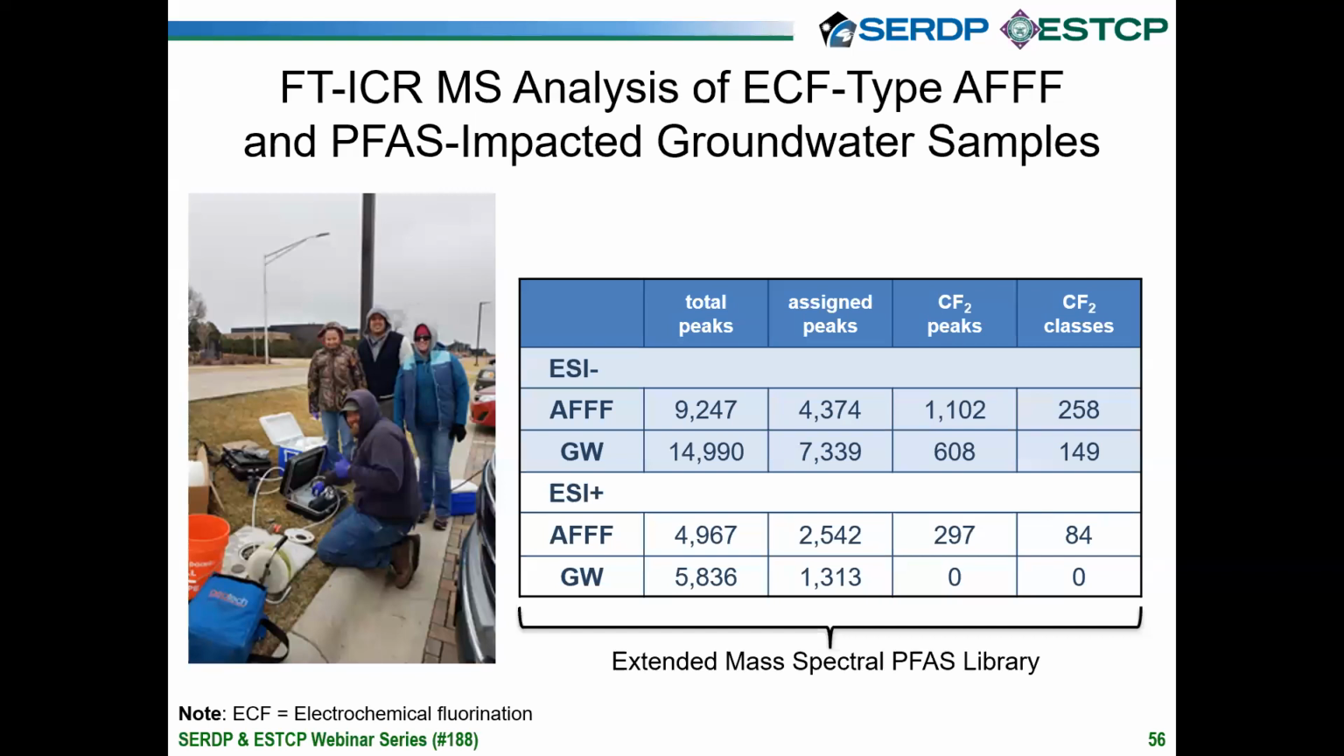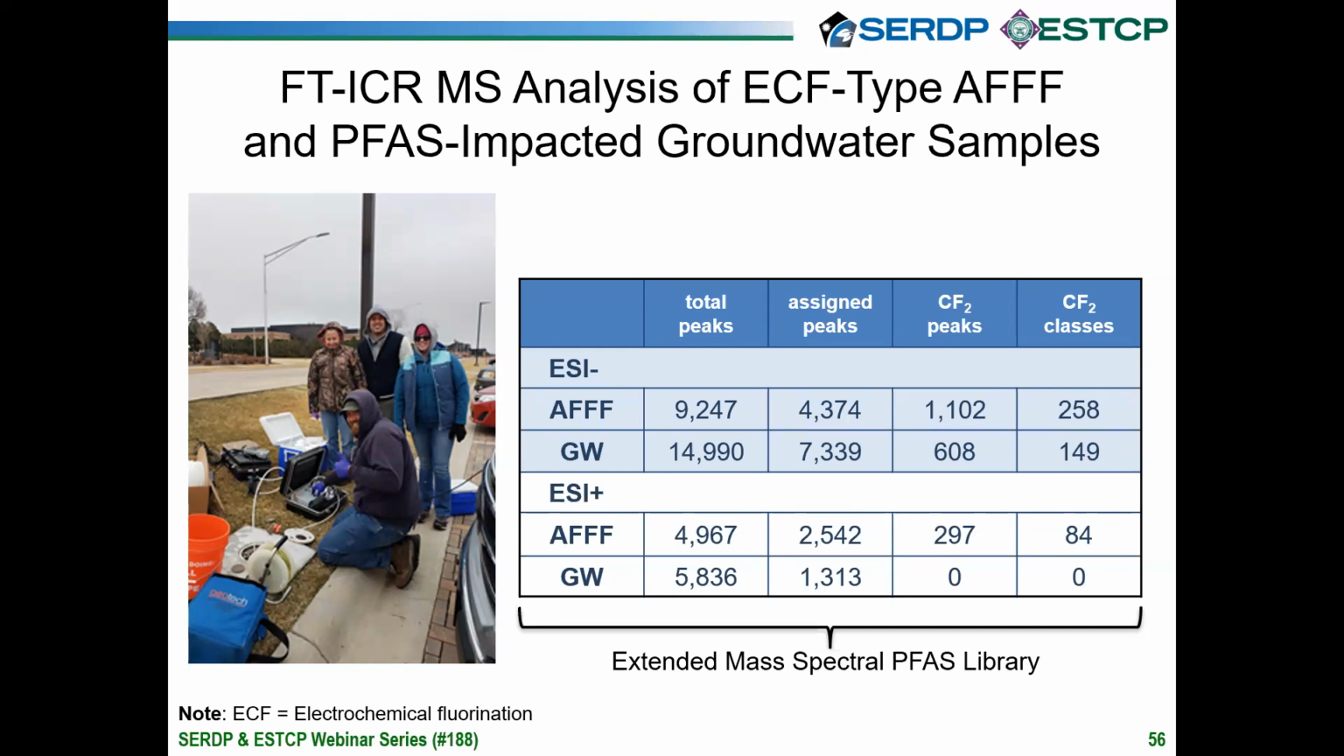And then a good 1,000 of those were CF2 peaks, meaning those were PFAS that were actually members of CF2 series. So we have very high confidence that these were actually PFAS. And those were spread over 258 classes. So this is just in one single AFFF sample. And you can see that here in a groundwater sample too, we have more hits, more total peaks. We have less PFAS, but we can still find over 600 PFAS with pretty high confidence here in just one sample, and assign this or spread this over 149 different classes.